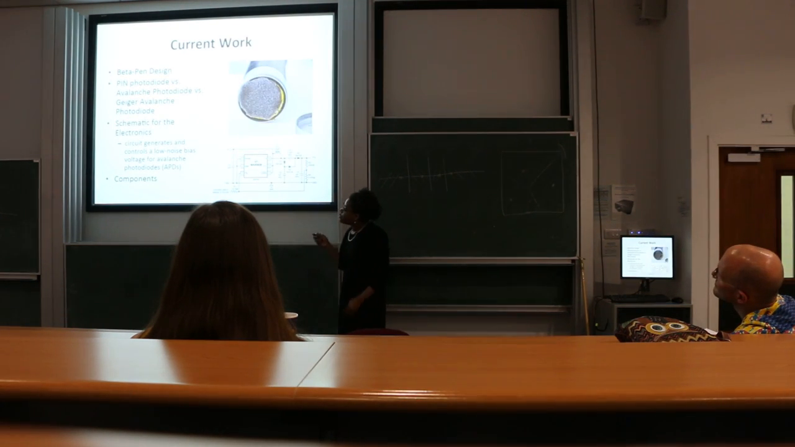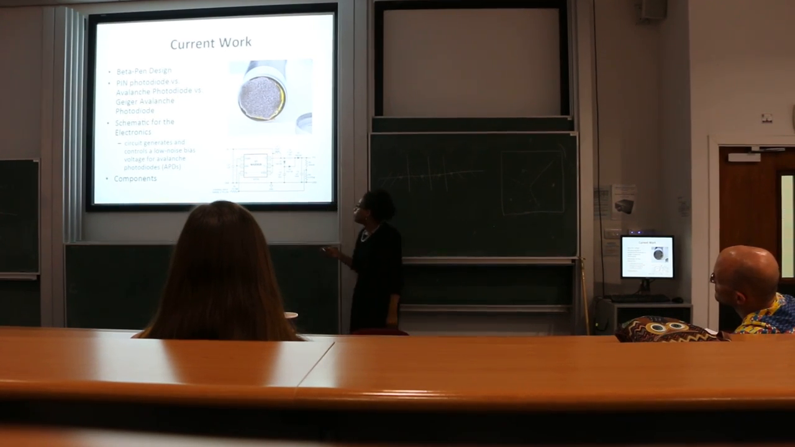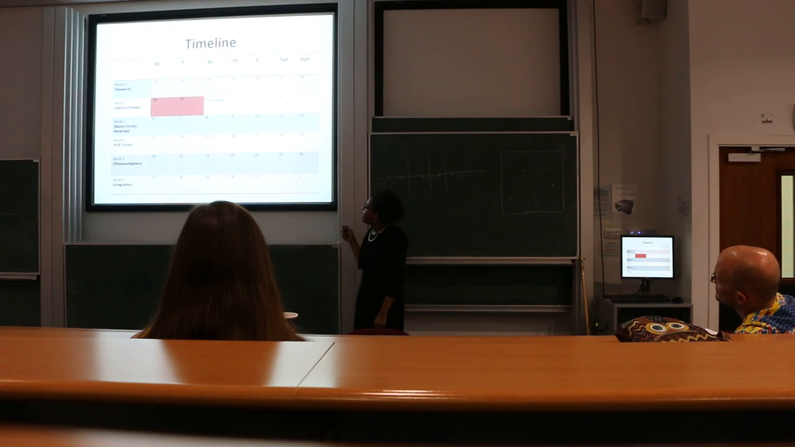I also have started working on design and taking apart some of the scintillators that we have in the lab. My next step is to compare different types of photodiodes to get the best and the most reliable. I've started to develop an electronic scheme for the Beta Print. Next I'll start thinking about components and materials, gathering materials to build a device. And this is my timeline.